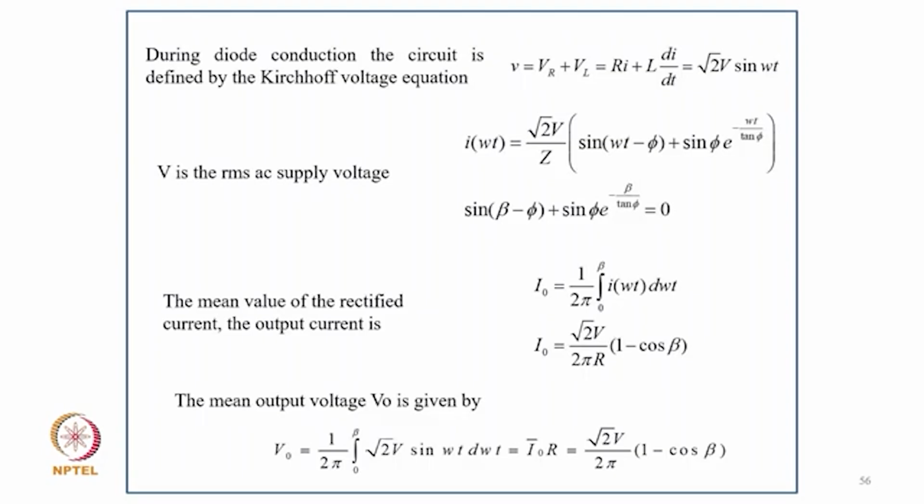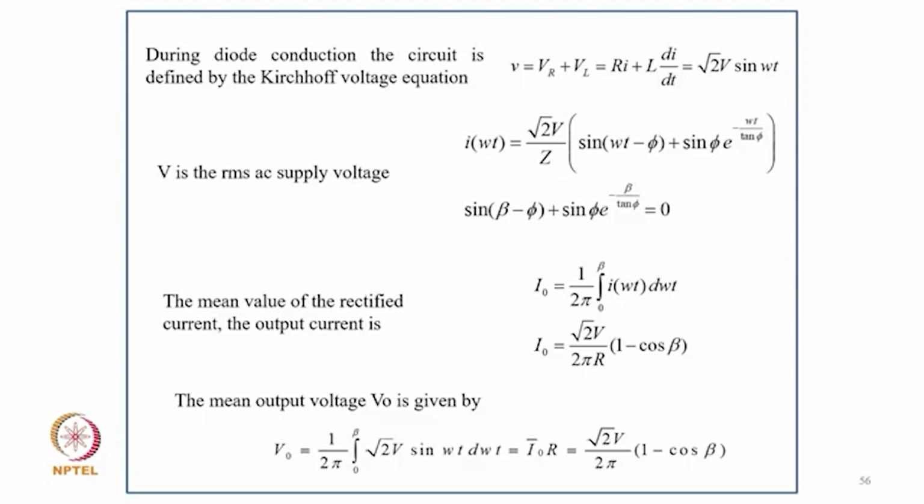Now, during diode conduction, the circuit is defined by Kirchhoff's voltage law: V equals VR plus VL, that is Ri plus L di/dt equals root 2 V sin omega t. The current i(omega t) equals root 2 V upon Z times [sin(omega t minus phi) plus sin phi e to the power minus omega t upon tan phi], where V is the RMS AC supply voltage, and sin(beta minus phi) plus sin phi e to the power minus beta upon tan phi equals 0.